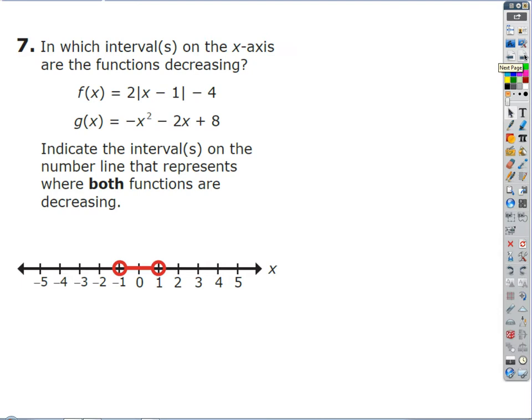So on this one, I would just graph both of these on the same xy plane on graph paper, and then just see where they're both decreasing. You know, where the parabola is going down and the v is going down at the same time, right? It's going to be a small interval where that happens.